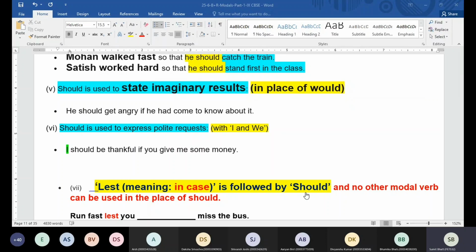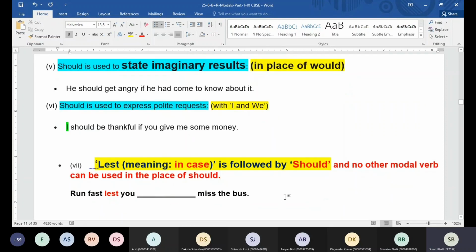Like in chemistry, you have a lot of exceptions, right? In English, this is one of the exceptions in which whenever we get the word lest, it is always followed by which word? Should. There is no other word which we can use in place of should, guys. And no other modal verb can be used.